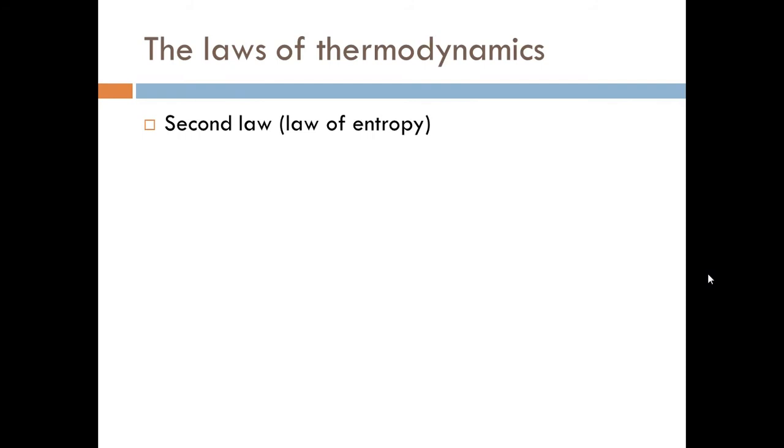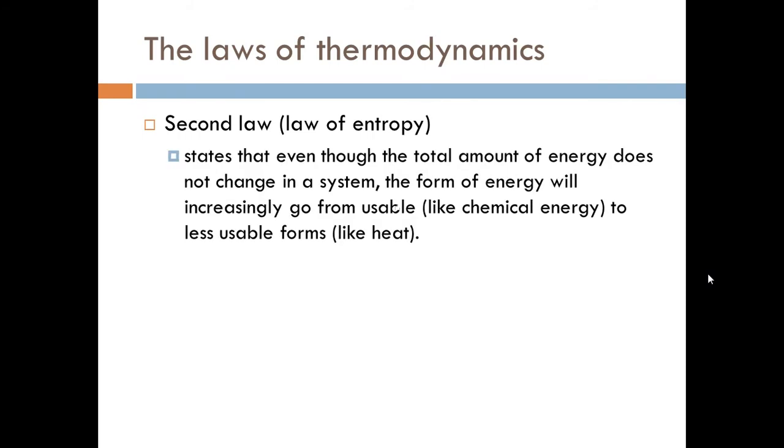The second law is called the law of entropy. This states that even though the total amount of energy does not change in a system, the form of the energy will increasingly go from usable energy, like chemical energy, to less usable forms, like heat. Heat, or thermal energy, is not a very usable form of energy. You can use it to do things, you can use it to move turbines and things like that, but it's not a very efficient way.